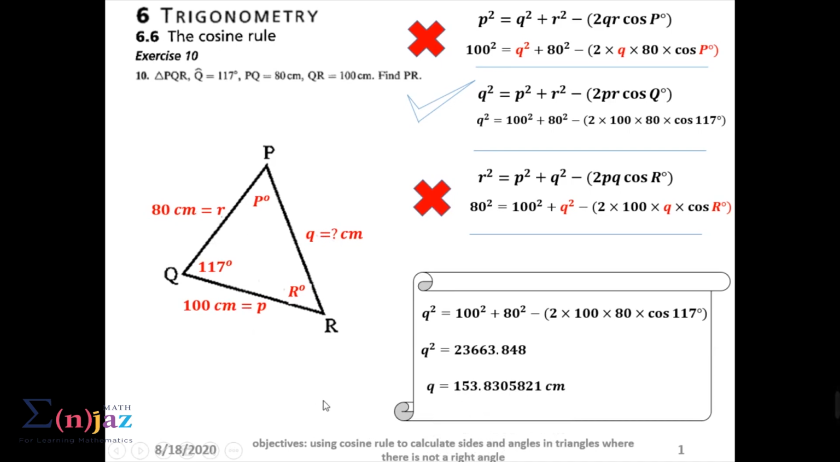Now, if I want to put my final answer correct to three significant figures, 1 is the first figure, you always start from the left. 1 is the first figure, 5 is the second, and 3 is the third figure. Then look at the right of the 3. So I have an 8 here. 8 is greater than 5, so it's going to bring my 3 up to 4. So the final answer will be 154 centimeter, and this is correct to three significant figures.